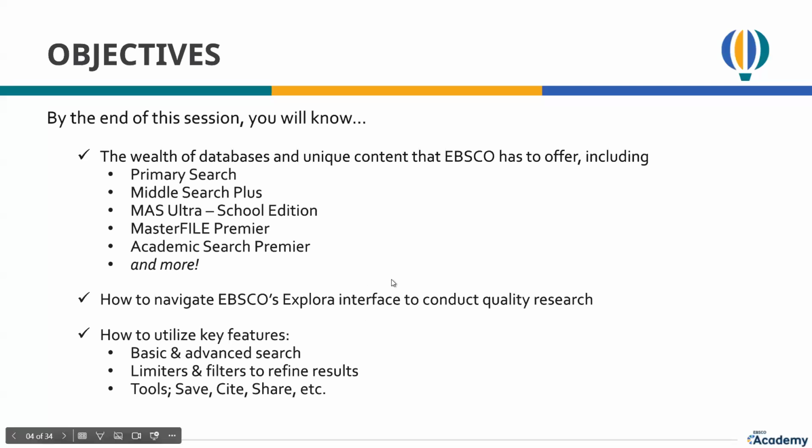The objectives are listed on the screen. We're going to cover the wealth of databases and unique content that EBSCO has to offer, including key databases for K-12 research like Primary Search, Middle Search Plus, MAS Ultra, Masterfile Premier, and Academic Search Premier. We'll also talk about how your students can navigate the Explora user interface to conduct quality search, and we'll show you how to utilize key features for basic and advanced searching, applying limiters and filters to refine your search results, and employing some important tools, including our citation tools, sharing tools, and saving tools.